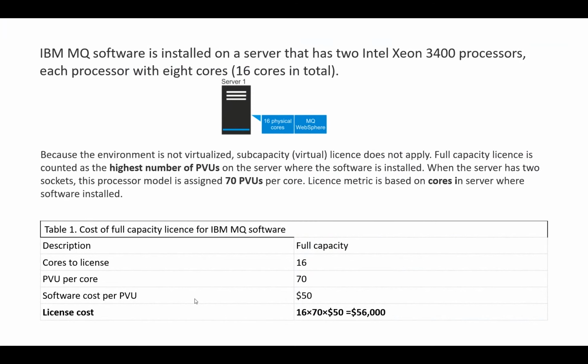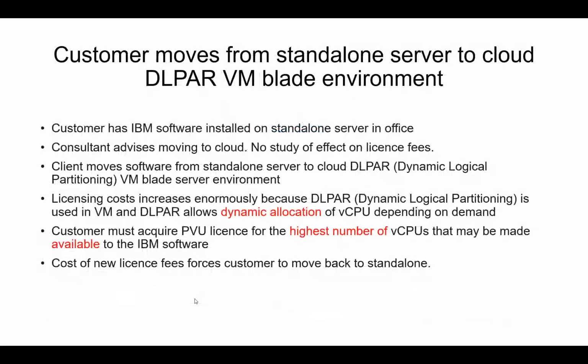This is a full capacity license. There's no virtualization. A full capacity license is counted as the highest number of PVUs on the server where the software is installed. And effectively, you then do the figures: 16 cores, 70 PVUs per core, software cost per PVU, so it's 16 times 70. These are going to be very familiar to many of you. But let's look at what happens when you move from a standalone server.